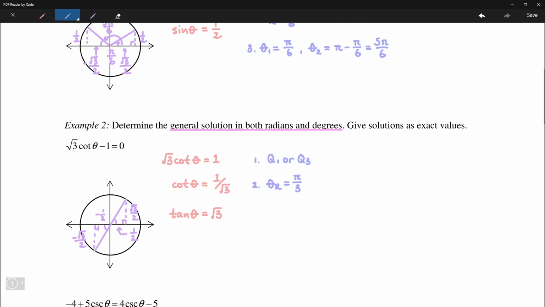So from there, we know that the first answer is going to be pi over 3, and then the second answer will be pi plus pi over 3.